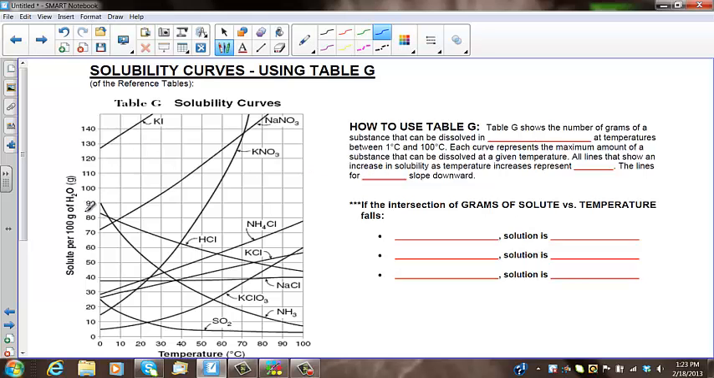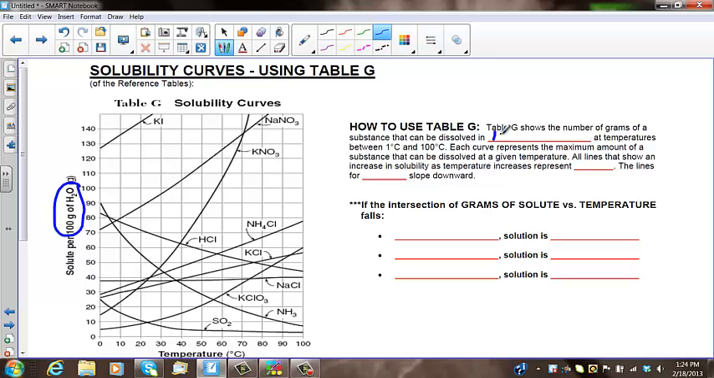Well, first of all, I need to show you that this is going to tell you the number of grams for each substance that will dissolve in 100 grams of water at a given temperature. Now, why am I circling 100 grams? Because the reagents will change the grams of the water, which means that you have to make that adjustment in your final answer.